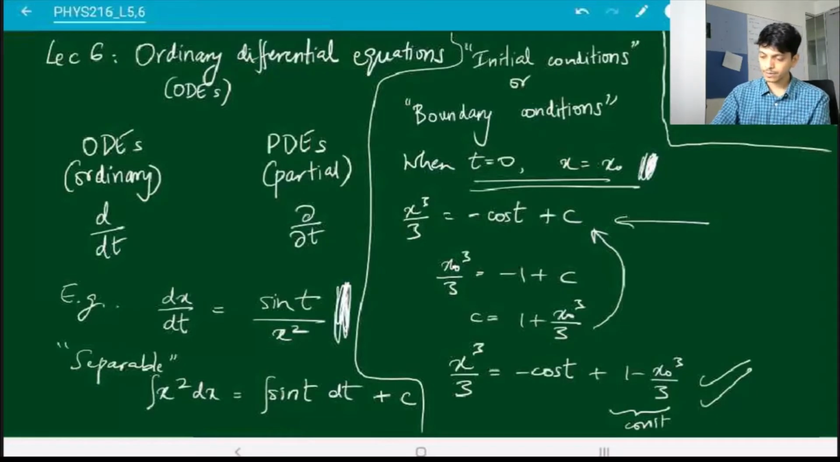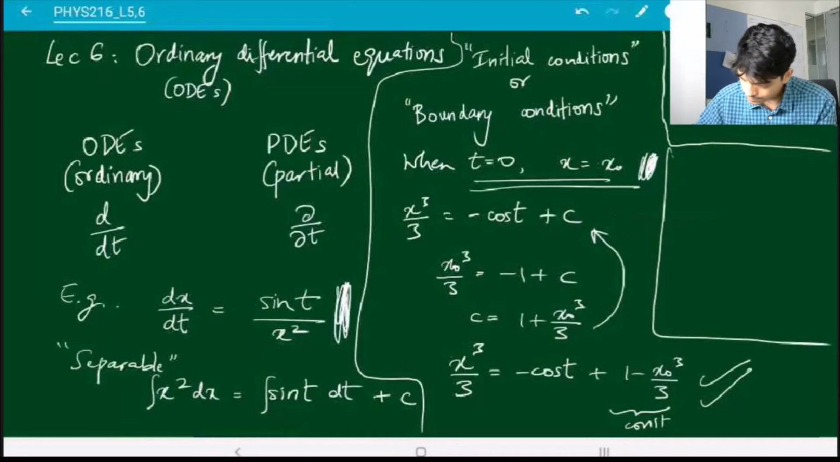And so normally, of course, it's not a requirement, but suppose I was interested in integrating from 0 to some t final, let's say.